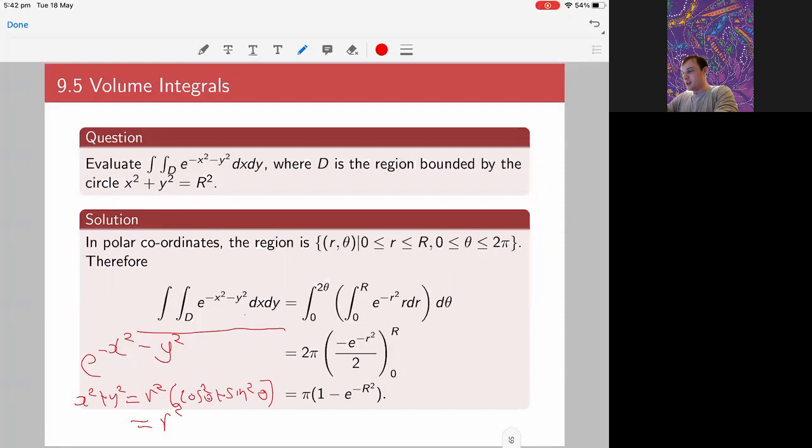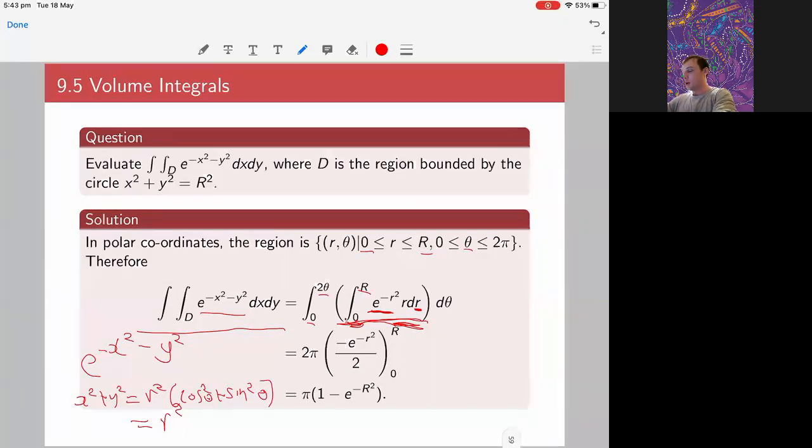And so that means that this e to the minus x squared minus y squared just becomes e to the minus r squared. Now, it turns out that for this particular example, it's nice to do the r integral first, although it doesn't really matter. So the integral from 0 to R of e to the minus r squared times r dr is the inner integral that we have to do. Since we're integrating with respect to r first, the bounds of this integral are going to be 0 up to R. And since we integrate with respect to theta last, theta goes there.